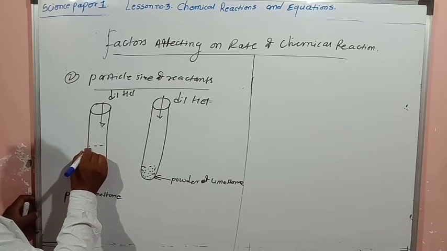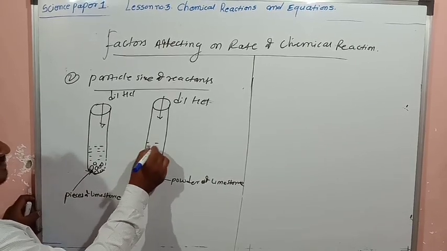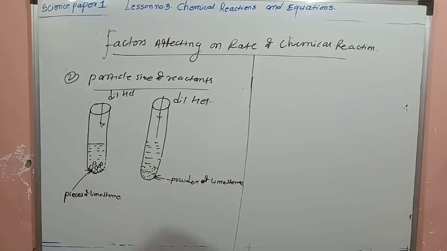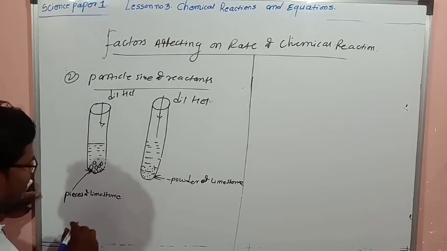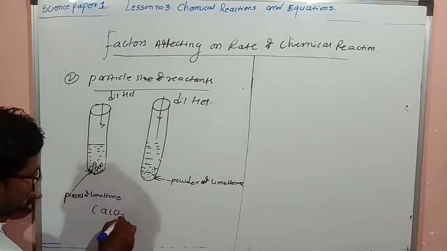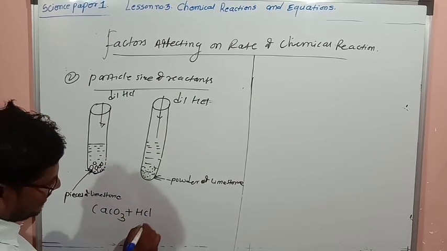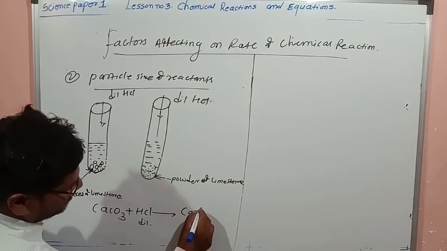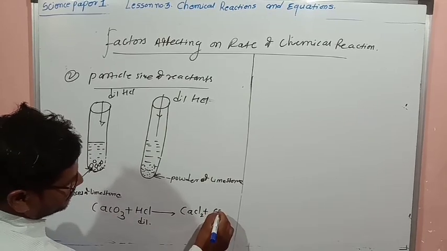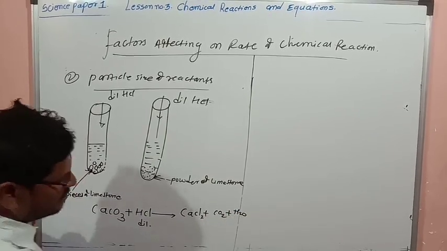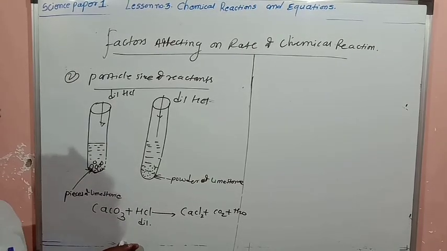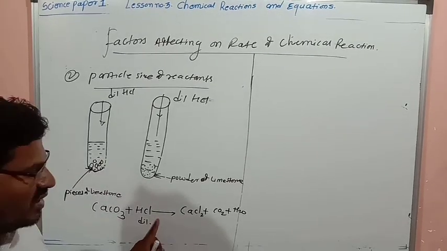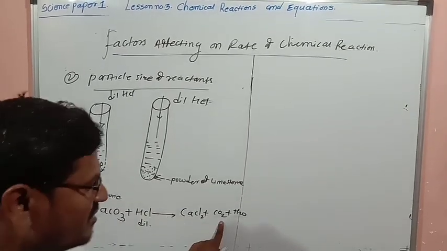When you add dilute HCl, a chemical reaction will take place. If you study that chemical reaction, CaCO3 plus dilute HCl will give CaCl2 plus CO2 plus H2O. In this reaction, calcium carbonate reacts with hydrochloric acid and produces calcium chloride plus CO2 plus water.